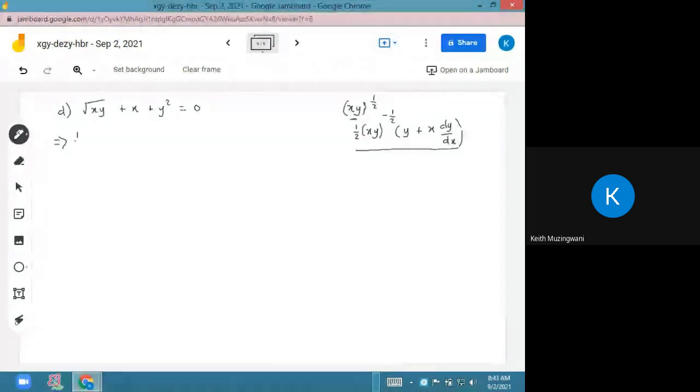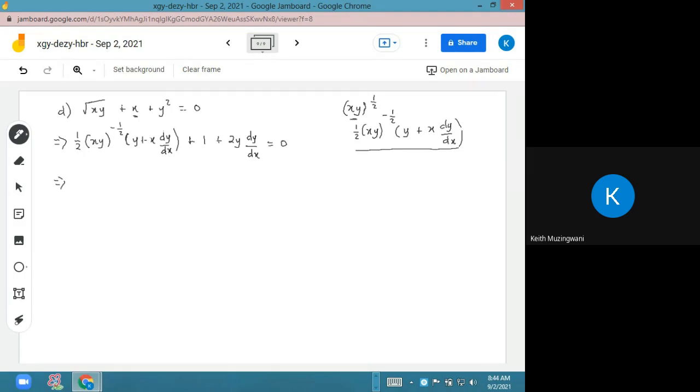So we'll get this, representing the first part here. We'll have half (xy) to the power negative half multiplied by (y plus x dy/dx), plus we differentiate x, we'll get 1, plus we differentiate y squared, we get 2y, but because it is y, dy/dx, is going to give us 0.